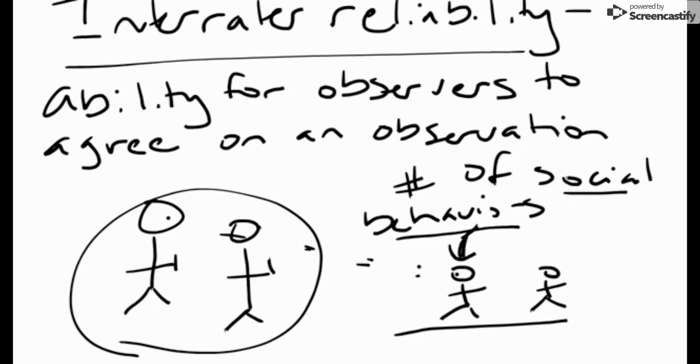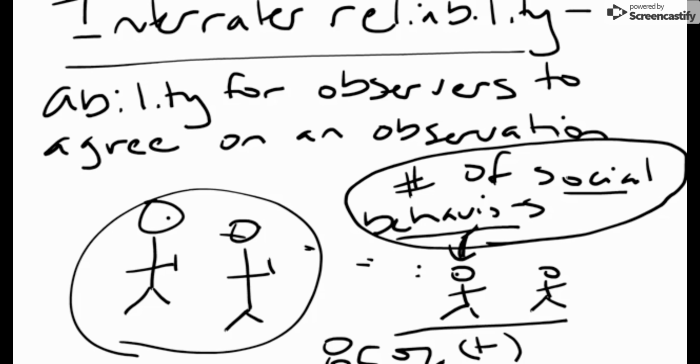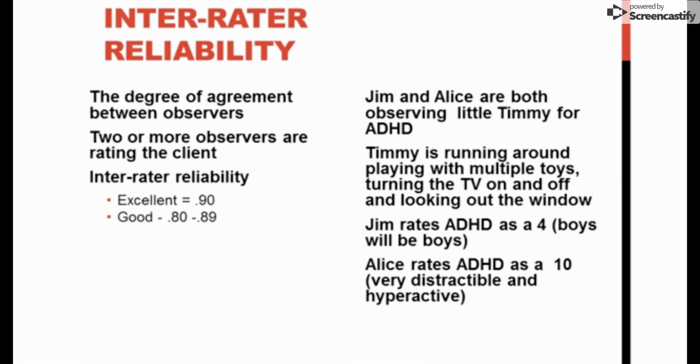When we're looking at inter-rater reliability rates, we're hoping for a rate of 85% or more. Anything less than that is generally not considered acceptable. Generally, that means you would have some sort of problem defining your behavior, your variable of interest, in this case, the number of social behaviors. Now let's look at an example of what would happen if we had low inter-rater reliability.